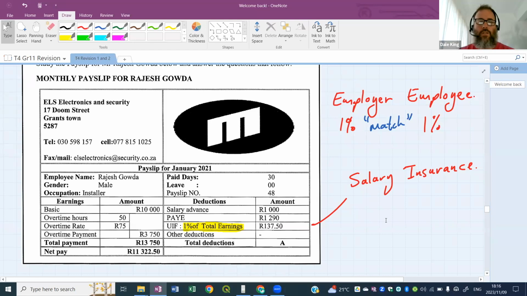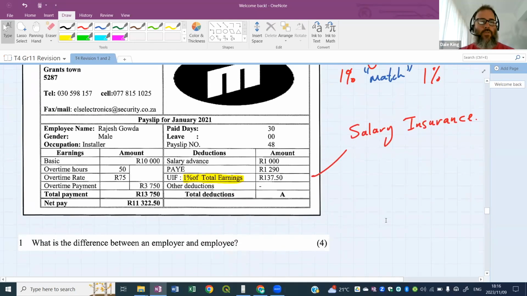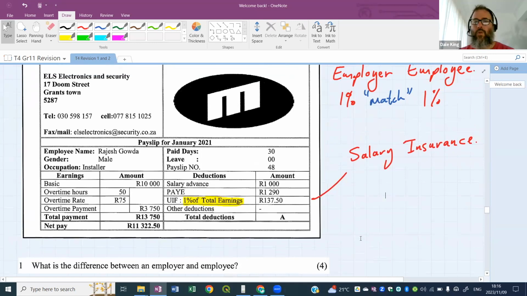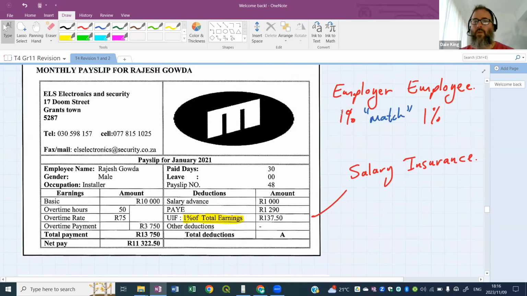Let's have a look at the questions. Question number 1, what is the difference between an employer and an employee? An employer is the one with the job, and he will employ an employee. The employer owns the job and will employ an employee, and the employee will work for the employer. You'll have to write that out in words in the exam to get all your marks.